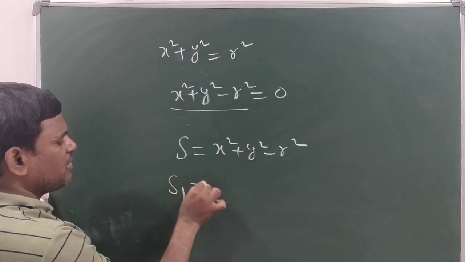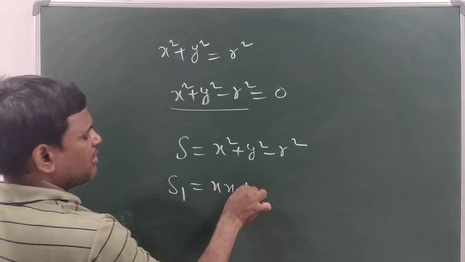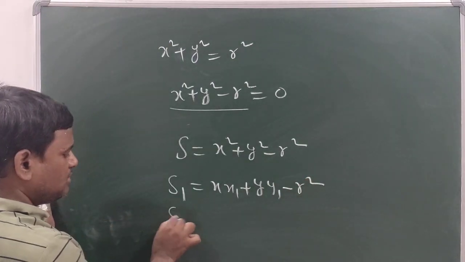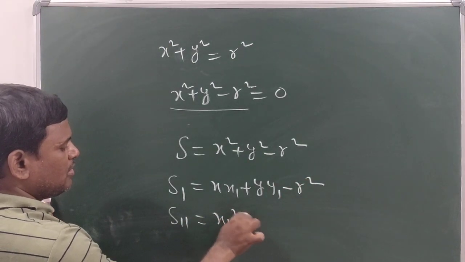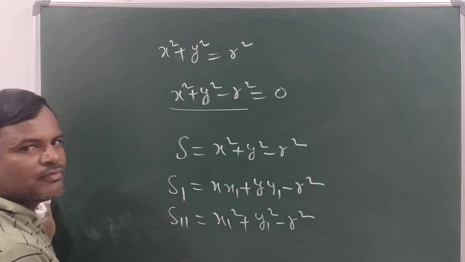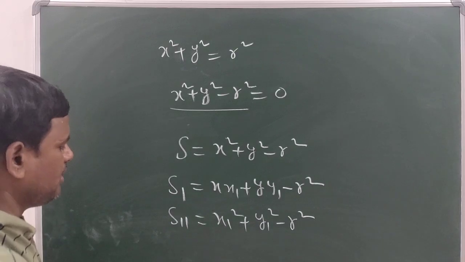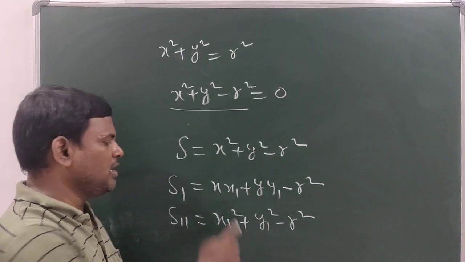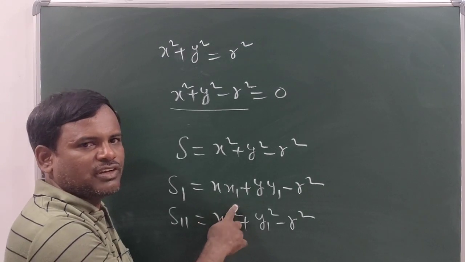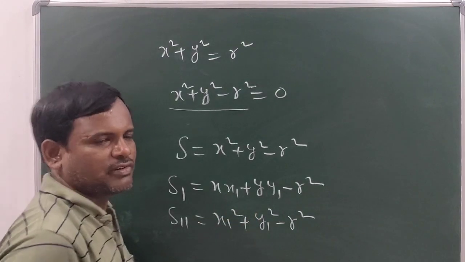Now what is S1 for this? x1 plus y1 minus r square. S11: x1 square plus y1 square minus r square. Okay, right. If you want S2, x x2 plus y y2 minus r square. S12: x1 x2 plus y1 y2 minus r square.